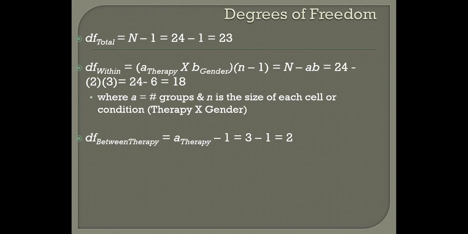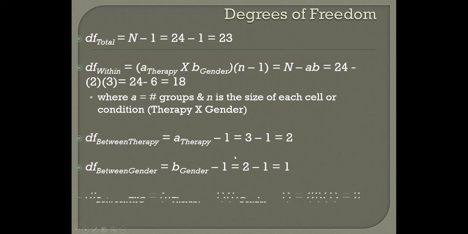For the between degrees of freedom, we would take the number of groups in the effect minus 1. Since there are 3 groups for therapy, it would be 3 minus 1. That would give us 2 degrees of freedom for therapy. And for gender, it would be 2 minus 1, because there are 2 levels of gender, so we would have 1 degree of freedom for gender.